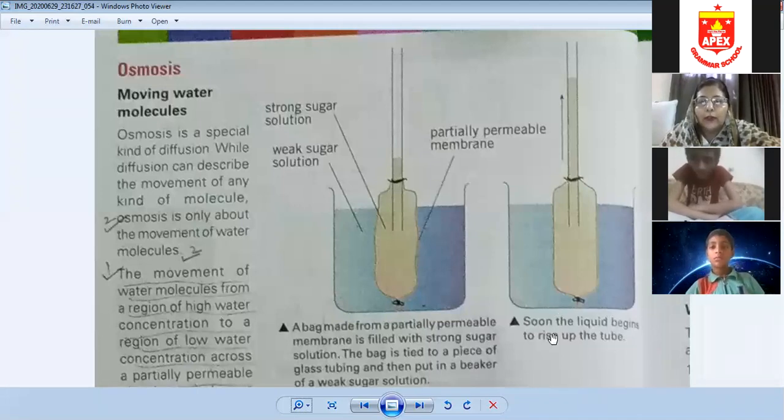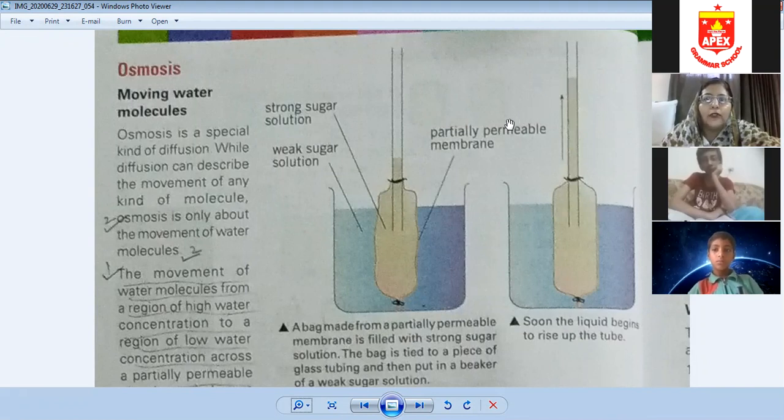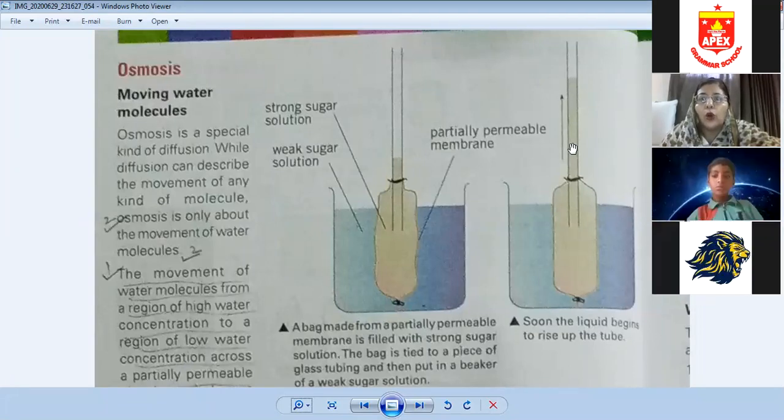Soon the liquid began to rise up the tube. In this diagram, you can see there is some solution in the test tube. But when we put it for some time into a weak sugar solution, you can see the level of the strong sugar solution is raised in the test tube. You can see the difference between the two. Here is the less strong sugar solution, and here in this tube there is much more sugar solution. So how does this happen?